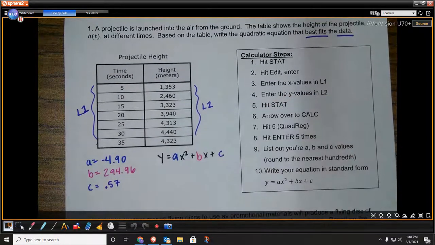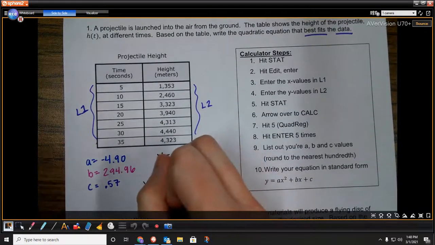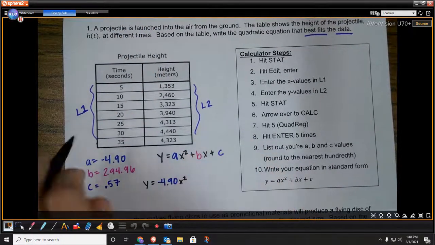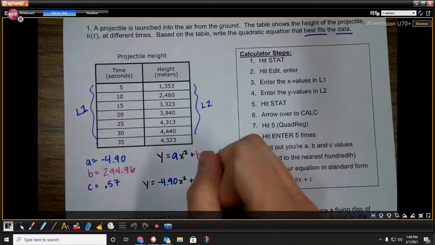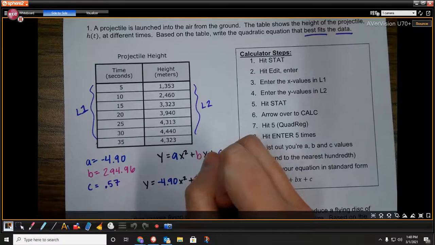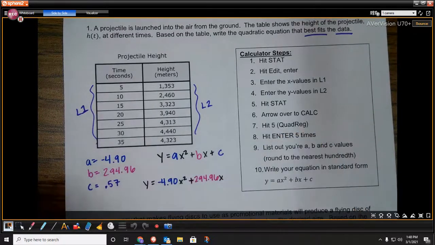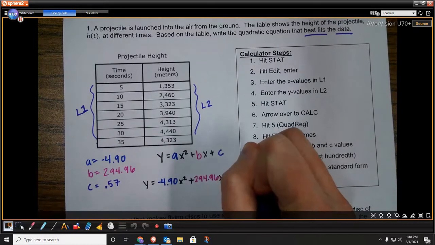So if I was going to rewrite this equation, it would look like, let's see here, it would be y equals, and then my a is negative 4.90, and then it's an x squared. And then plus b is plus 294.96, and that's with our x, and then plus our c value, which is 0.57.